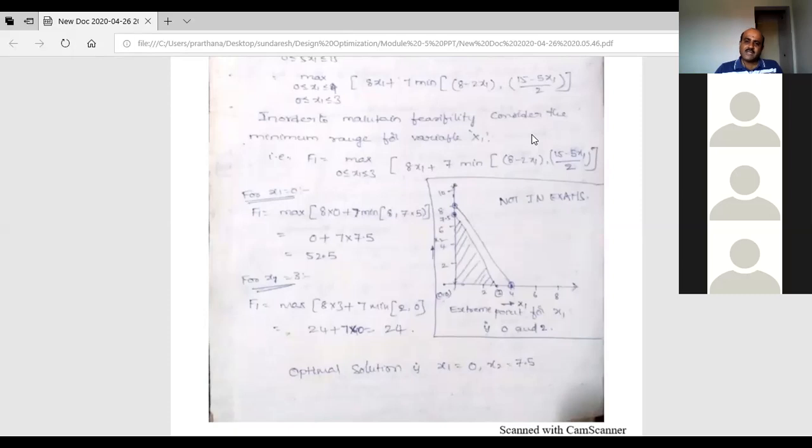So please practice this problem. I will discuss the same type of problem in the next class also. Afterwards I will go for non-linear programming problem applications.